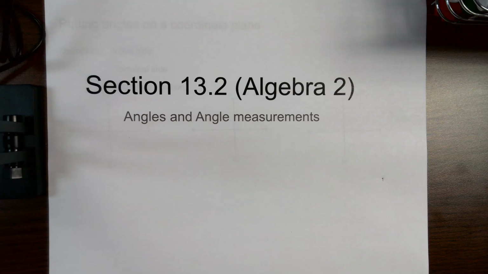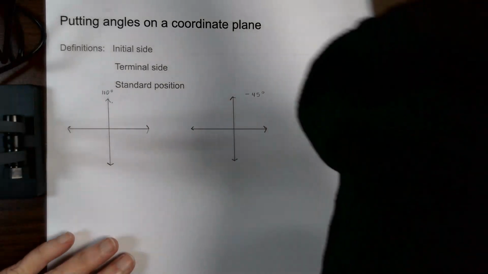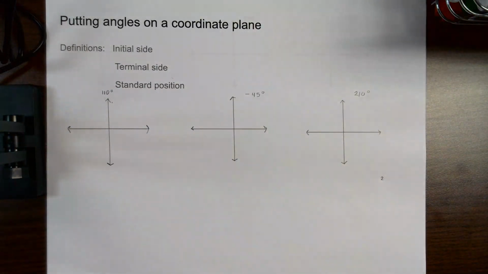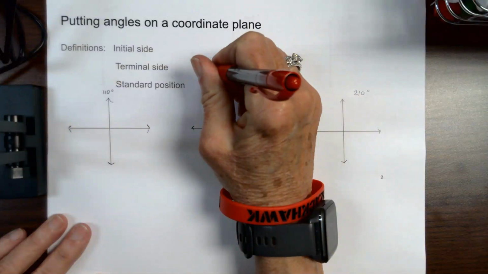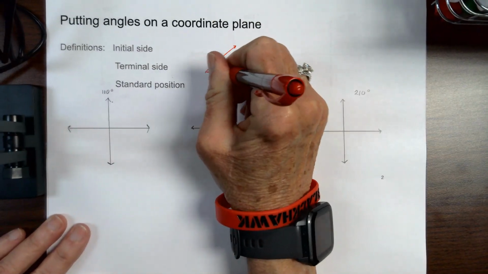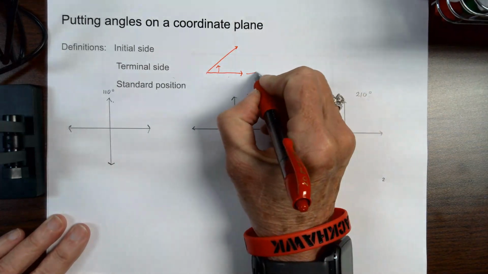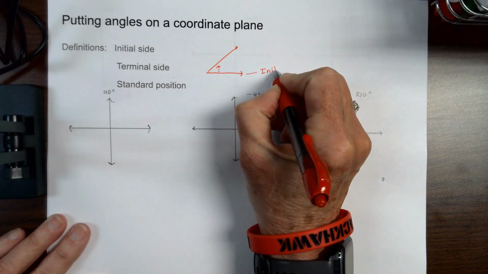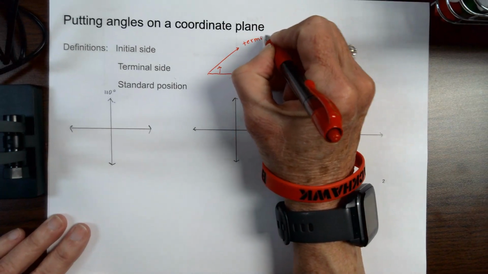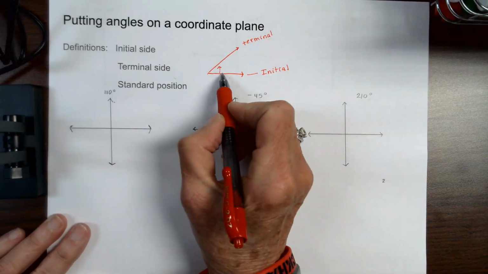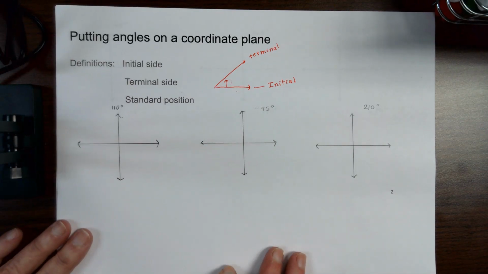Section 13.2 has to do with angles and angle measures. We're going to take these angles that we've been talking about and put them on a coordinate plane. If you have an angle, obviously you have two rays, and this is the angle that's formed. This side is called the initial side and this side is called the terminal side. What's formed between the initial and the terminal side is the angle that you're looking for.